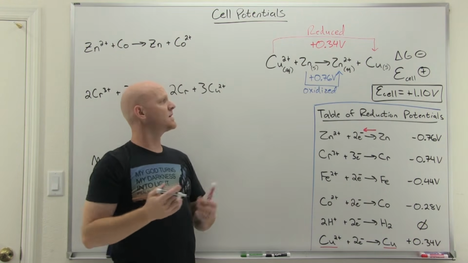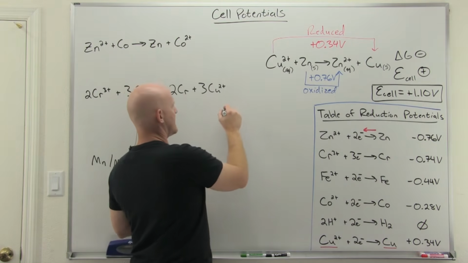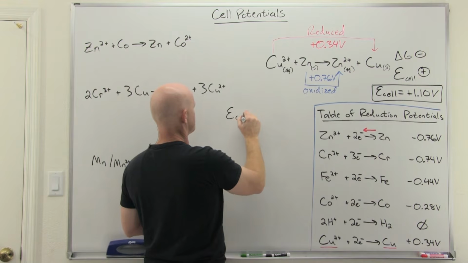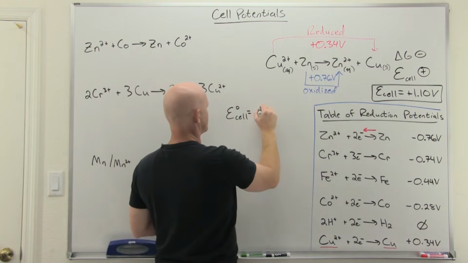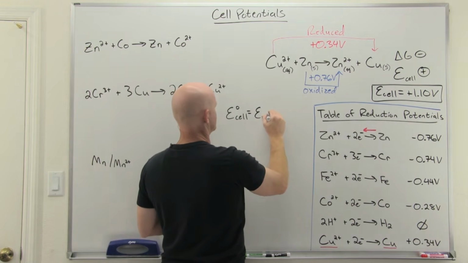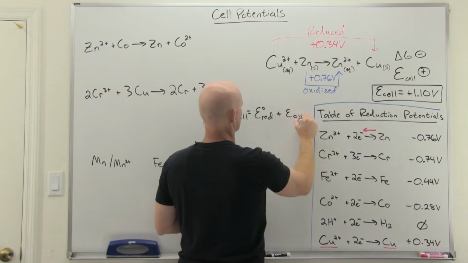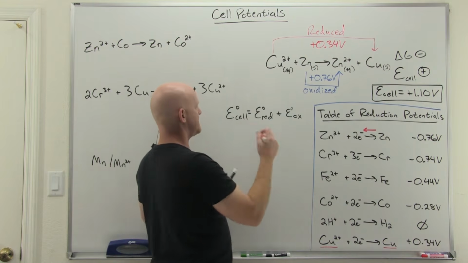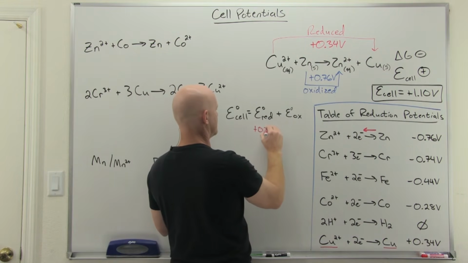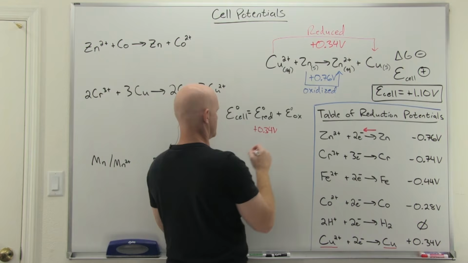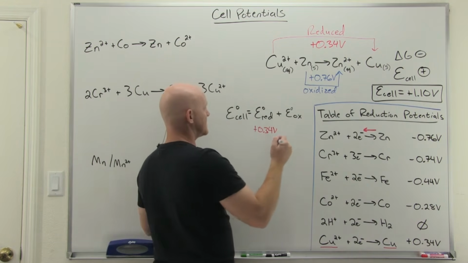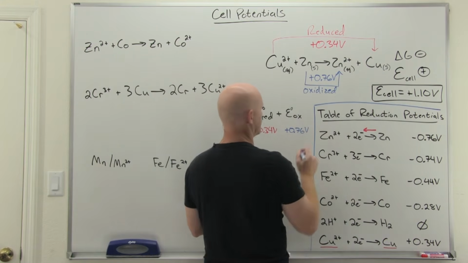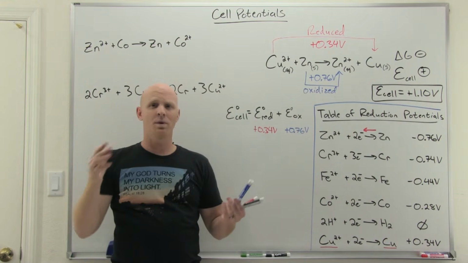Cool. And if you take a look at a breakdown of what we just did, we said that E cell, if I can write a good looking epsilon again, was equal to E reduction plus E oxidation. Cool. And our reduction half was positive 0.34 volts. And the oxidation, after we had changed the sign, was positive 0.76 volts. Cool, and we just add them together and we get 1.10 volts.